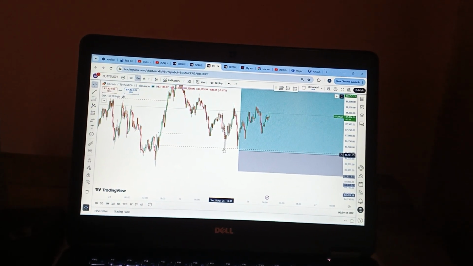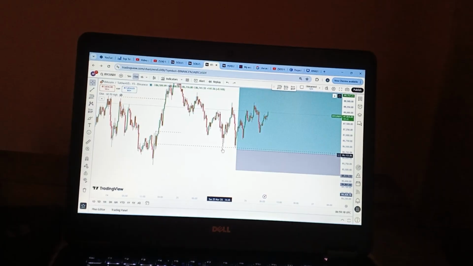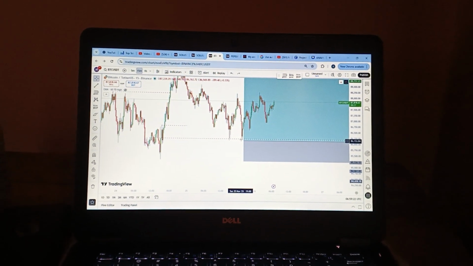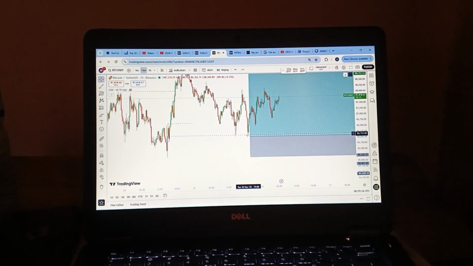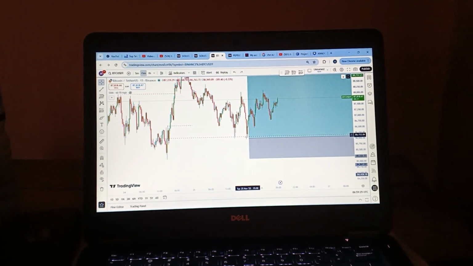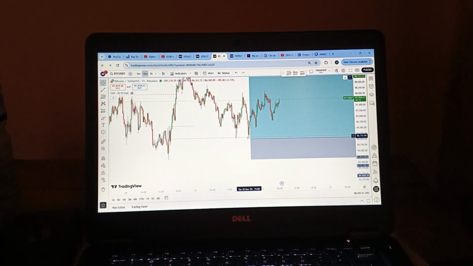And I should have also placed my entry maybe at this point if I wanted to get a better entry, but I didn't do that. So you can see the price still came back to that particular point, giving us a double bottom, which is a very strong sign for reversal.